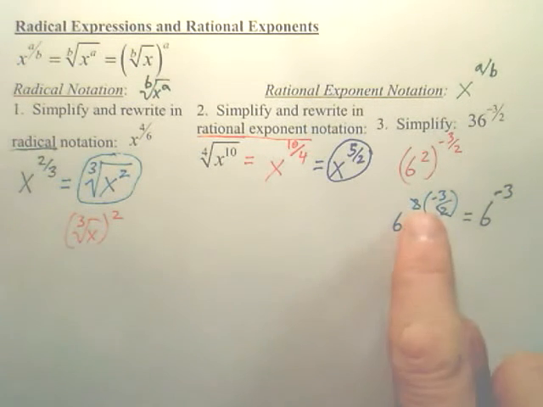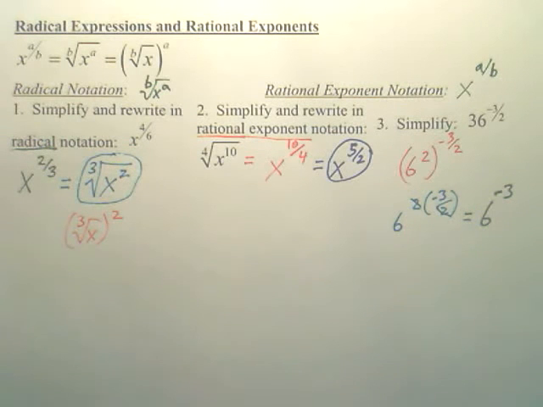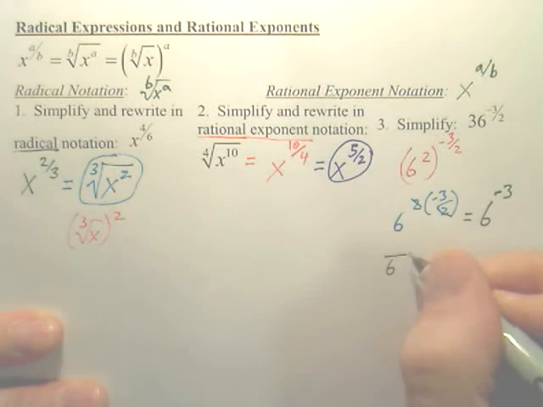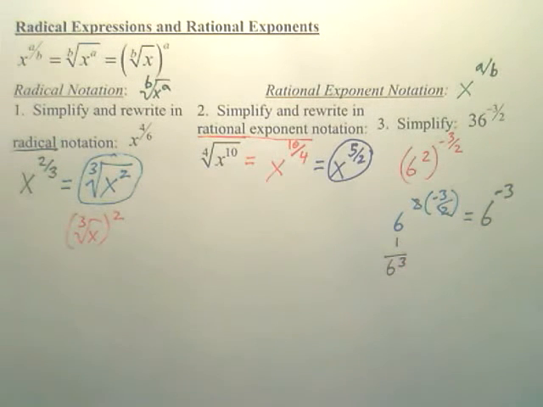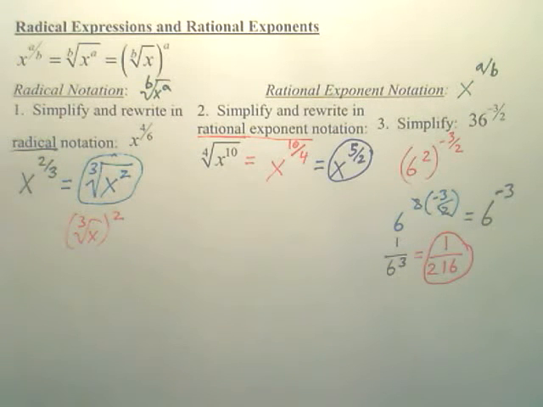Now, if you can't see those canceling, what's 2 times negative 3? Negative 6. Negative 6 divided by 2 is negative 3. Just realize that becomes negative 3. Now, we're not completely done. Negative 3, we're not allowed negative powers. So 6 to the negative third is 1 over 6 to the third. Okay. So negative powers aren't allowed. And 6 to the third is 216. That's your answer. That is simplified.